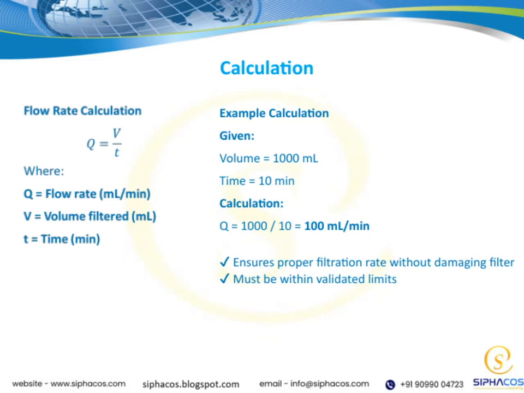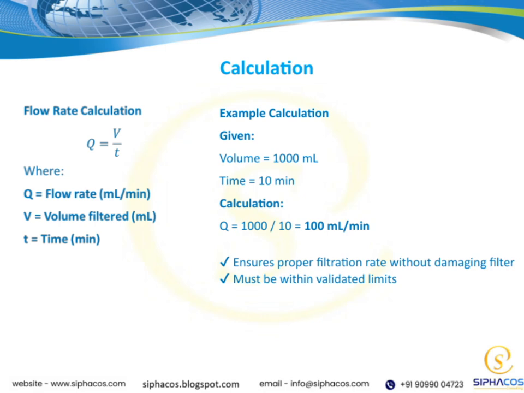All right, let's walk through this example calculation. We start with a volume of 1,000 milliliters, which is the total amount of fluid we're working with. The time given is 10 minutes. To find the flow rate, we simply divide the volume by the time, so 1,000 divided by 10. And that gives us 100 milliliters per minute.